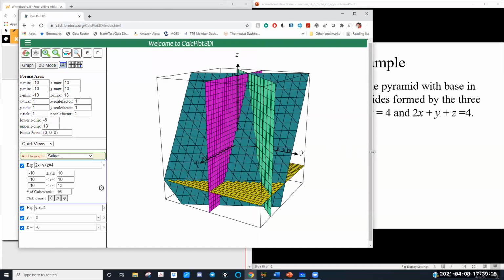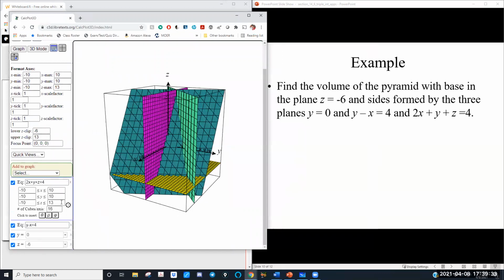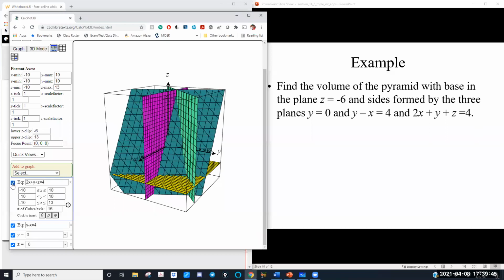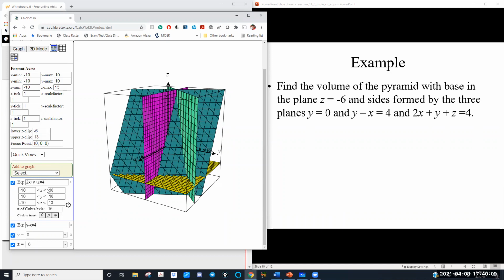All right, so here is our 3D region. And again, let me show you how you can match up which plane goes with which equation. 2x plus y plus z equals 4, that's that turquoise looking one. And guys, under settings is where you can change the colors depending on how you want it to look. If the colors aren't different enough, feel free to change them. But this turquoise plane is 2x plus y plus z equals 4.